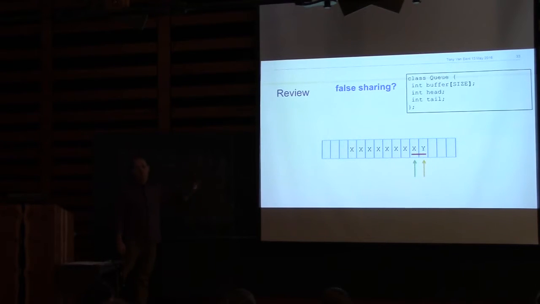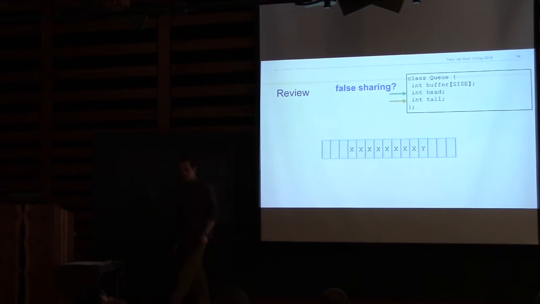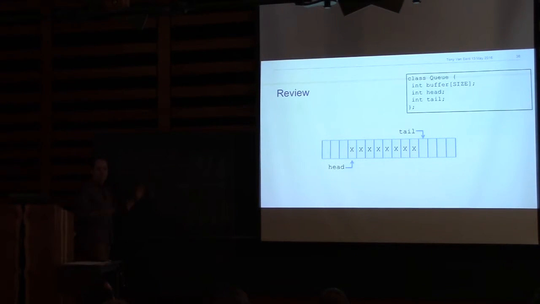But this slide is here to say I'm going to ignore that problem. Especially, you'll definitely have false sharing between head and tail because they're sitting side by side. You'll have one thread that's pushing and one thread that's popping, and they're going to be colliding on head and tail. So you would probably put some space in between them just to avoid that. But assume that we've done the right thing there. So here's our queue. It's got a head and a tail.